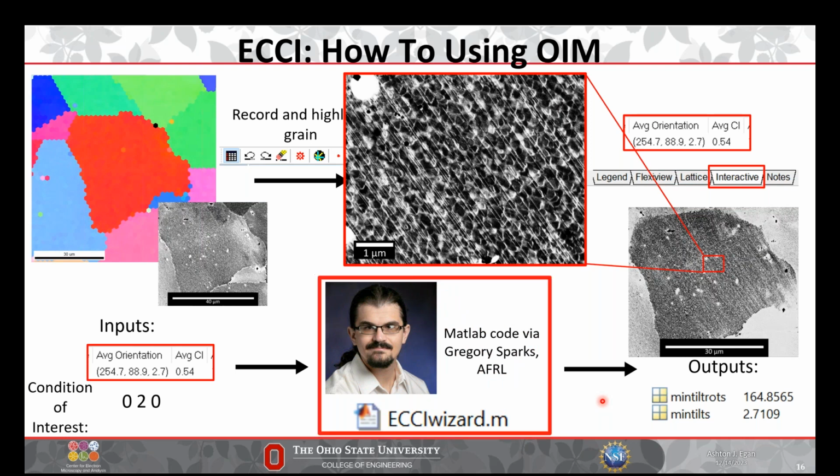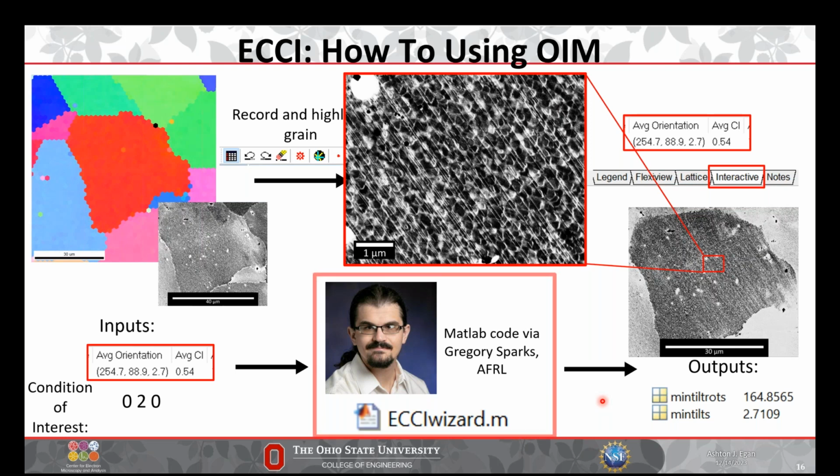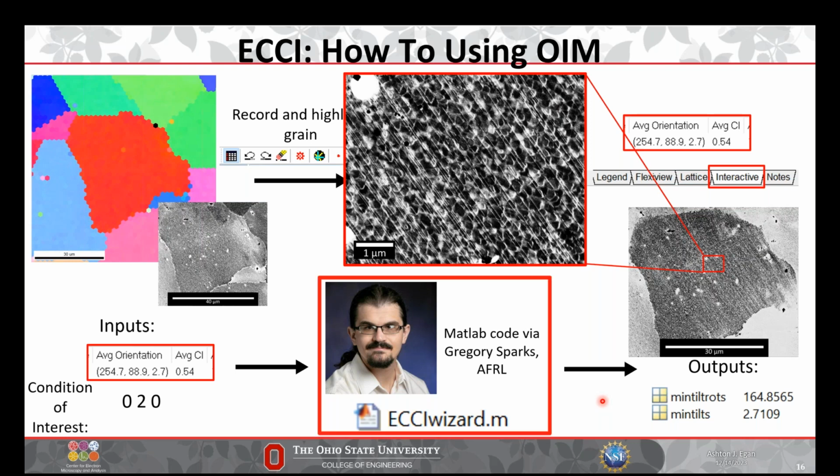There are, I think, several folks out there that have codes that are similar to this. Greg is one of them. And I think he'd be happy to share and discuss if you would like that. But that's sort of not my deal. I don't code. So he's like the master wizard that makes this all happen. Okay, so this is actually how we do this. We take Euler angles from OIM, plug them into Greg's code, and then like magic, we get cECCI images.